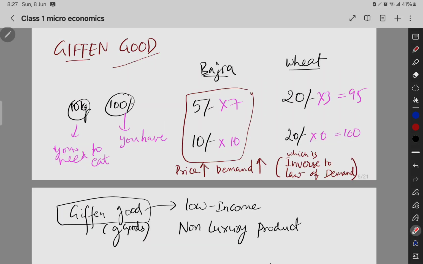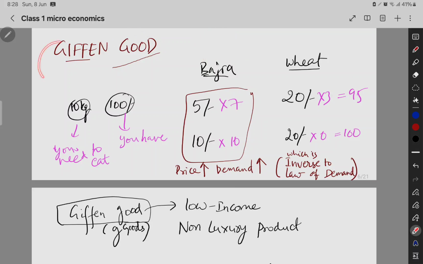So what is a Giffen good? You know the normal scenario, right? What happens to the demand curve? This is my demand curve. When price increases, people are going to demand less. When price decreases, people are going to demand a lot. But this is reversed in the case of a Giffen good. In the regular case, when price increases, quantity demanded decreases. But in the case of a Giffen good, when price increases, the quantity demanded also increases.